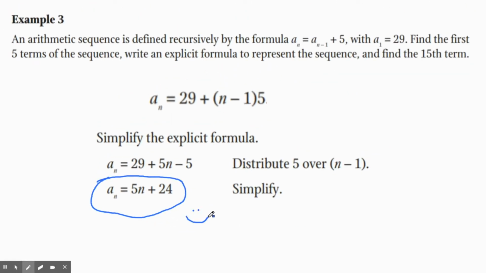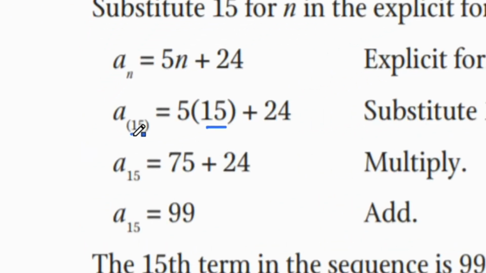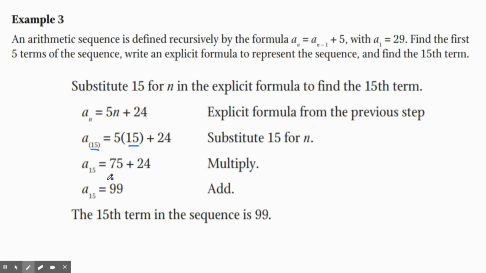Now we can go ahead and find any term we want. For example, the 15th term, like the problem asked for. To find the 15th term, all we do is substitute 15 in for n, because that's the number term that we're looking for. Simplify, and we get 99 as the 15th term.